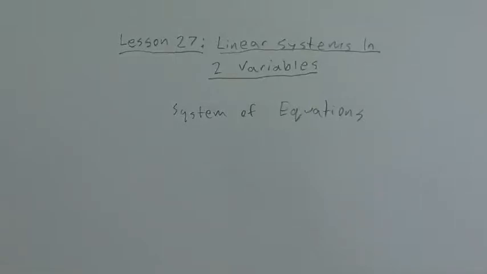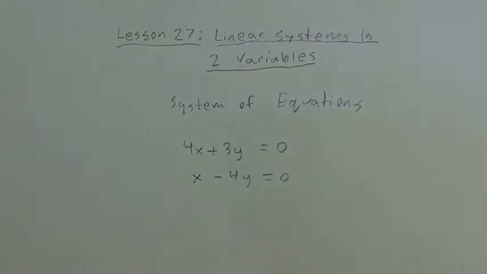So let me just start with an example of what a system of equations is, and we'll start talking about methods on how to solve these and what they sort of mean for us in terms of applications and geometrically. Okay, here's an example. We have 4x plus 3y is equal to x minus 4y. Okay, so we want to solve for x and y simultaneously.